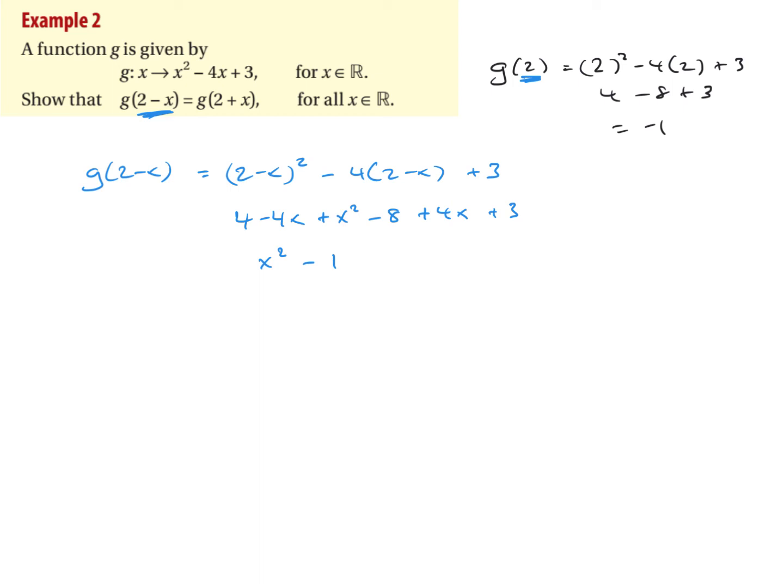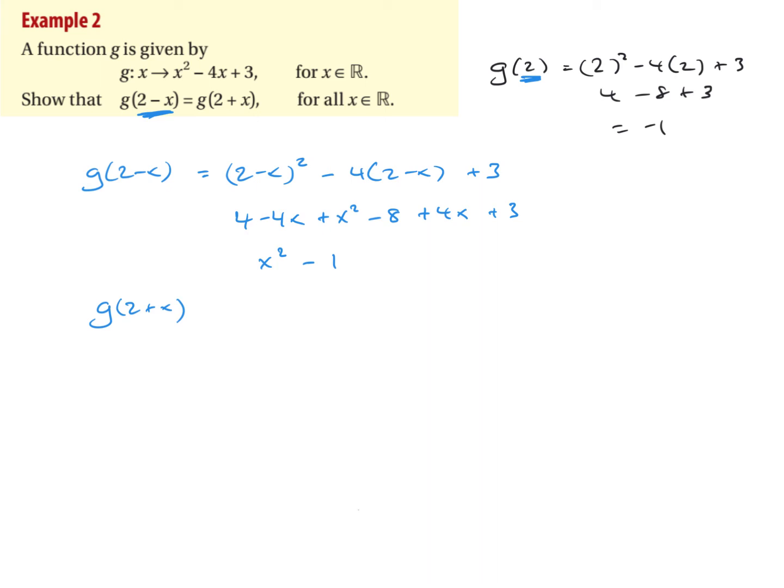I'm now going to do exactly the same, but instead of doing 2 minus x, I'm going to check it for 2 plus x. So let's put that through now. So g of 2 plus x. And wherever I see an x in this function, just like before, instead of replacing it with 2 minus x, I'm now going to replace it with 2 plus x. So it's going to look similar to this, apart from there's going to be 2 plus x in these brackets instead of 2 minus x.